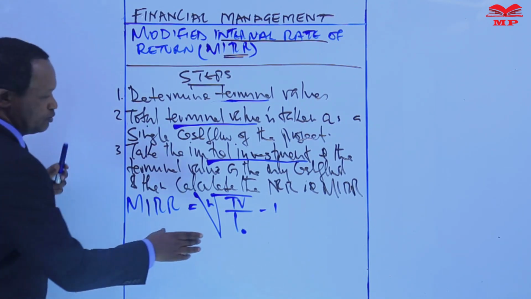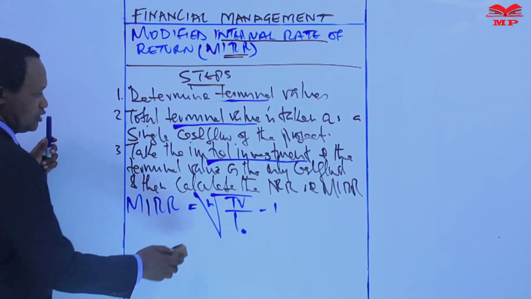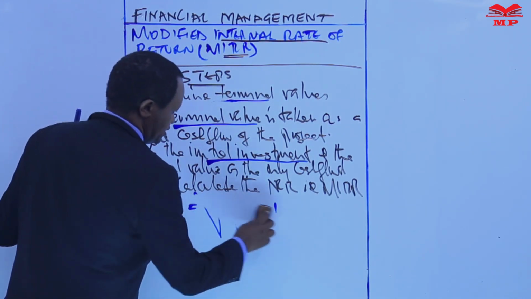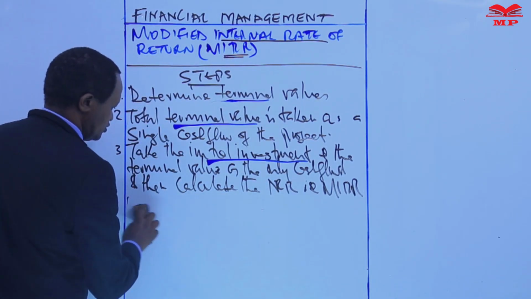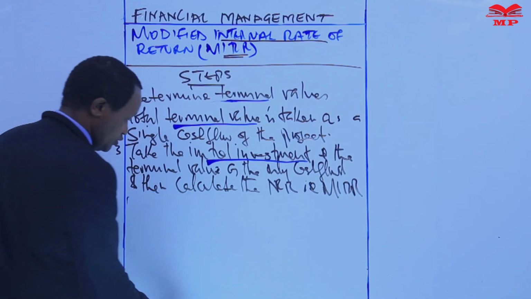But you don't have to memorize the formula, candidates, and that's what I don't want you to do. Let's get an illustration. Let's do an illustration.